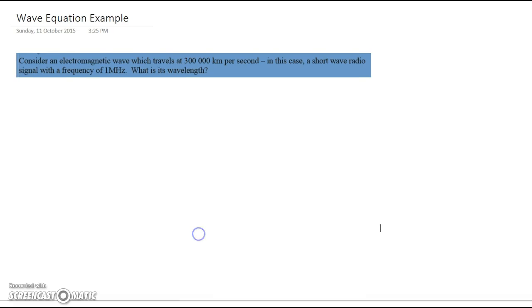Okay, so here we've got an example to work through using the wave equation. We have to consider an electromagnetic wave which travels at 300,000 kilometers per second. In this case, it's a shortwave radio signal, and it has a frequency of 1 MHz, so 1 megahertz. And we need to find out what is its wavelength. So the first thing we need to do is write down our wave equation.